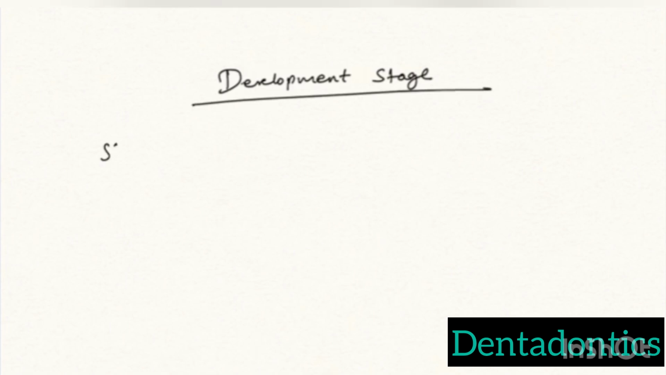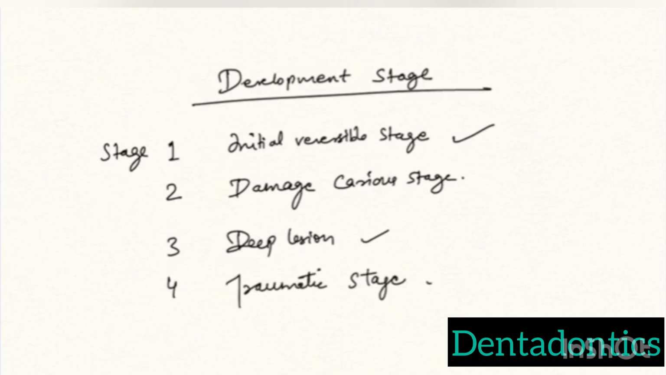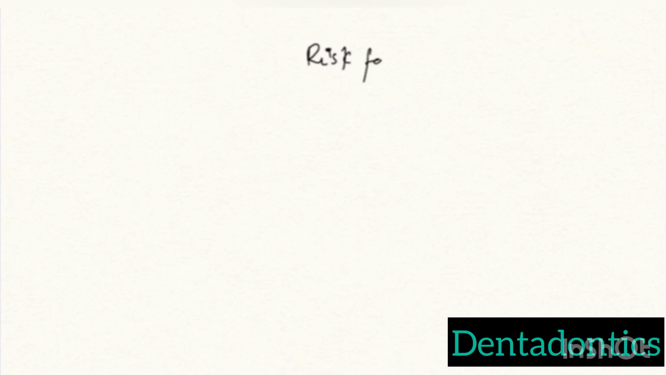Coming to the developmental stages of ECC, it is classified into 4 stages, stage 1, 2, 3, 4. Stage 1 is the initial reversible stage. The tooth is involved cervically and there is chalky white discoloration of the tooth and there is no pain. Stage 2 is the damaged caries stage, where there is slightly brownish or yellowish discoloration of the tooth and the dentine is involved, so there is pain on taking cold items. Then stage 3 is the deep lesion, where there is severe pain because the pulp is involved and the caries is deeply involved. Stage 4 is the traumatic stage, in which the tooth is fractured or completely involved and sometimes the tooth is non-vital.